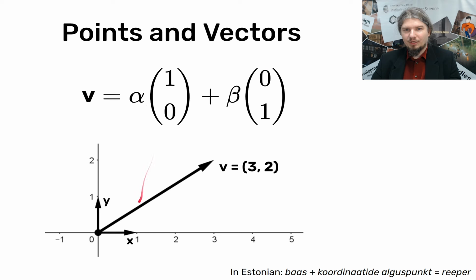So this 1, 0, this is like 1 in x, 0 in y. So this is this first basis vector plus some coefficient times the second basis vector, and this is that one. And these coefficients, well, these are the coordinates. And in this particular case, alpha would be 3 and beta would be 2.